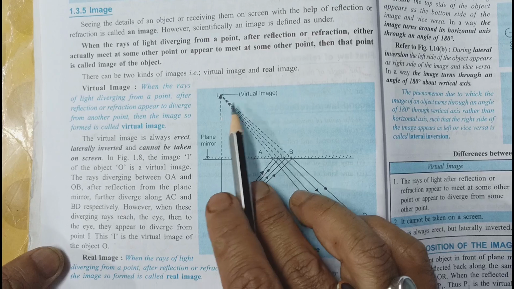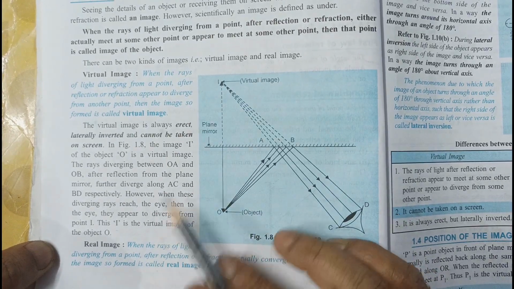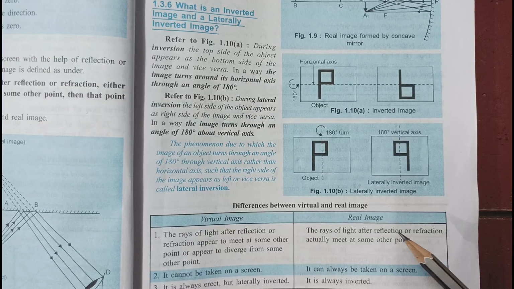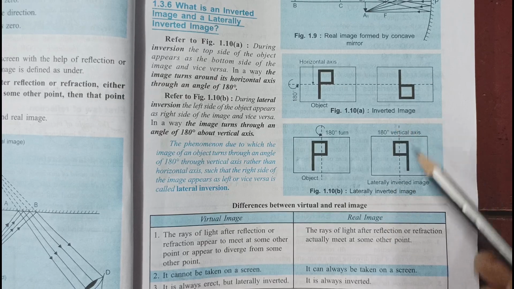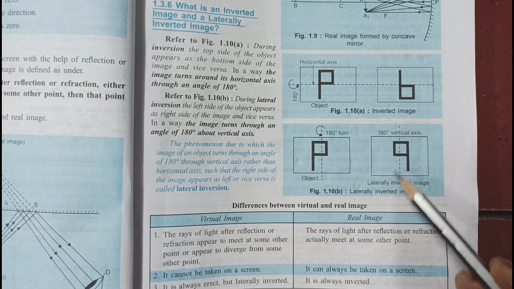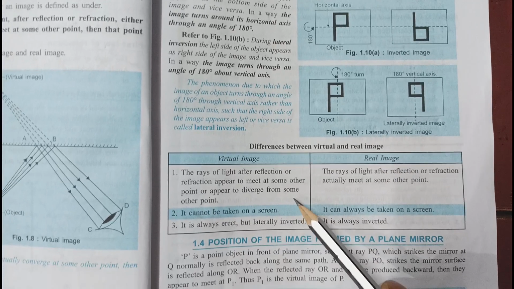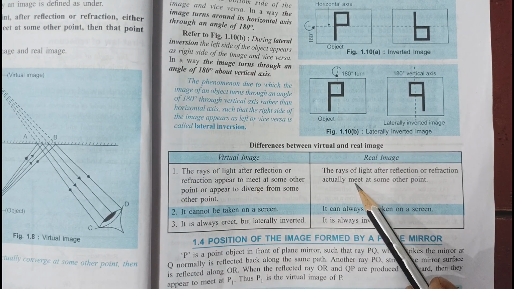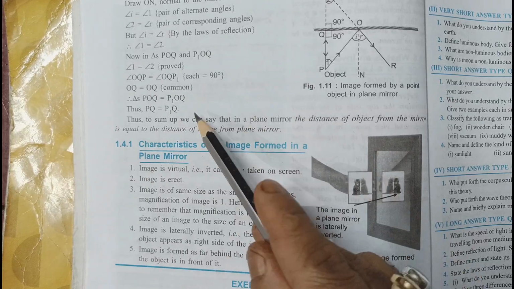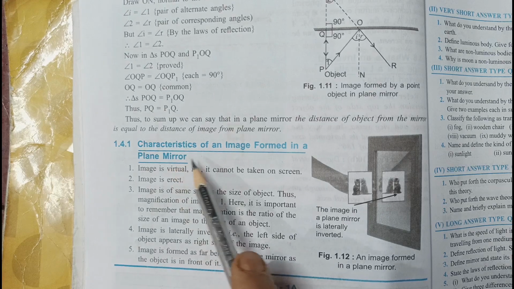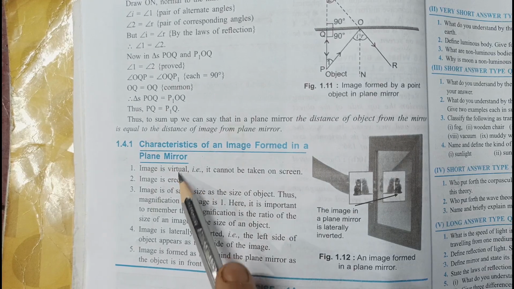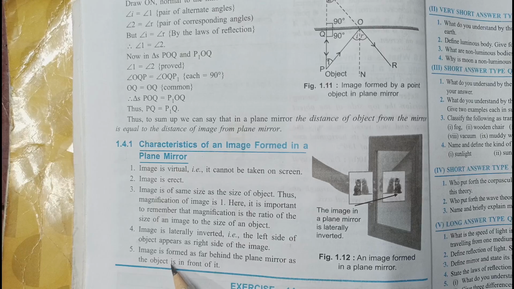From this part, only remember virtual image and real image, these 2 definitions. From page number 15, remember the inverted image and laterally inverted image definitions and these 2 figures, and here the differences between virtual image and real image. From the next page, this part is not so important. Remember the characteristics of an image formed by a plane mirror. Here 5 points are there. Try to remember these 5.